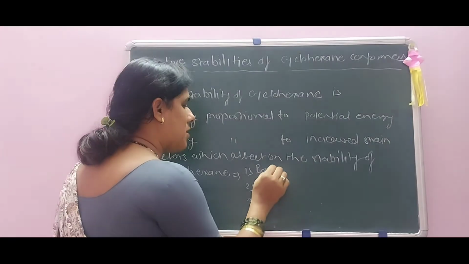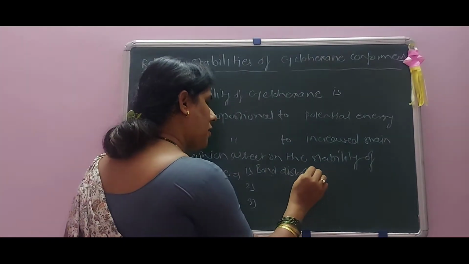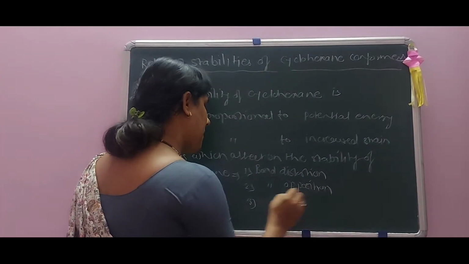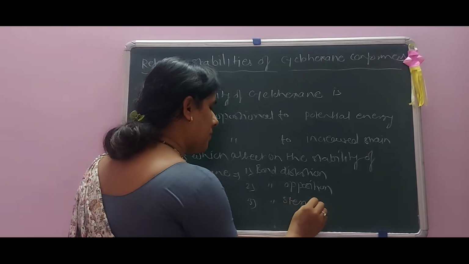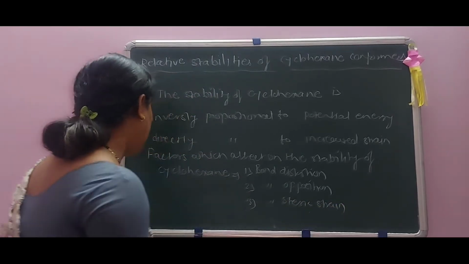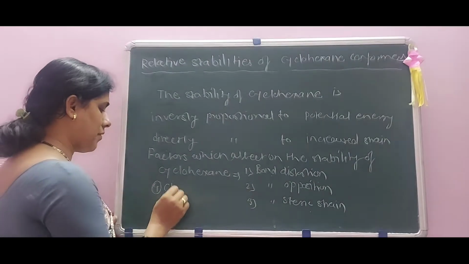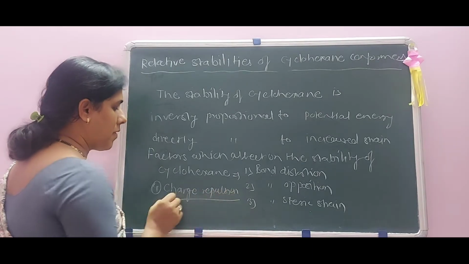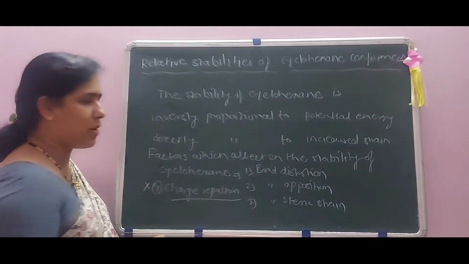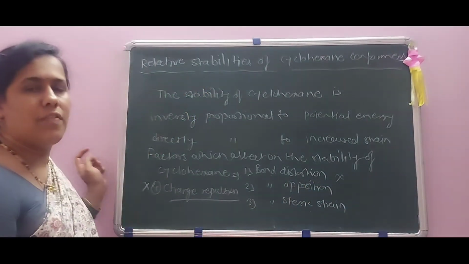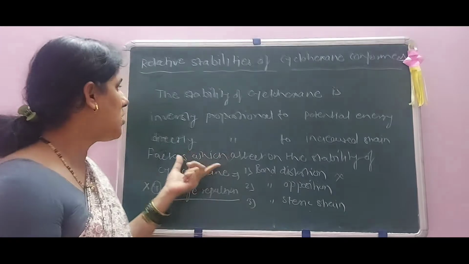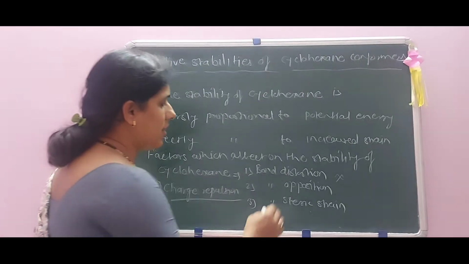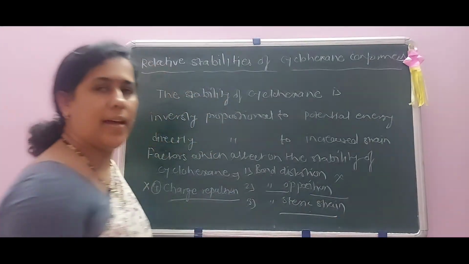First is bond distortion. Second is bond opposition. Third is steric strain. And fourth is charge repulsion. Now the charge repulsion and the bond distortion factors are irrelevant. Why? Because of the puckered ring structure of cyclohexane. Which factors are remaining? That is the bond opposition and steric strain.